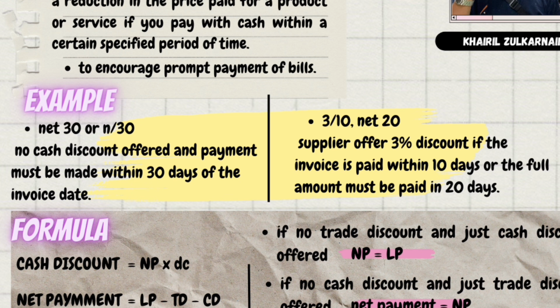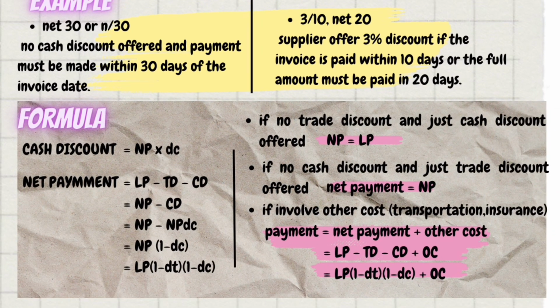The next example is 3/10, net 20. This means the supplier offers a 3% discount if the invoice is paid within 10 days, or the full amount must be paid in 20 days. As you can see, the formula for cash discounts.